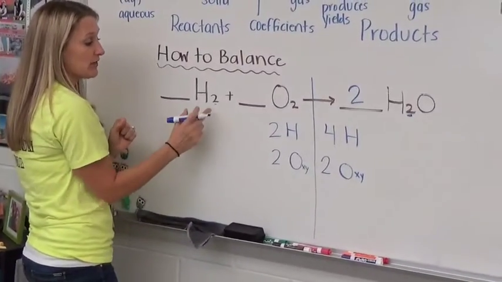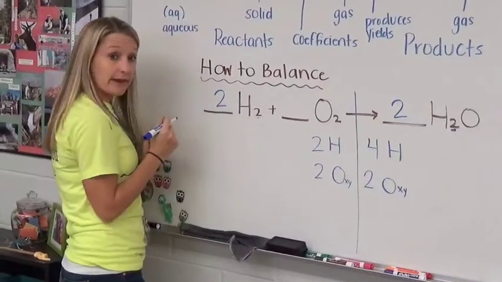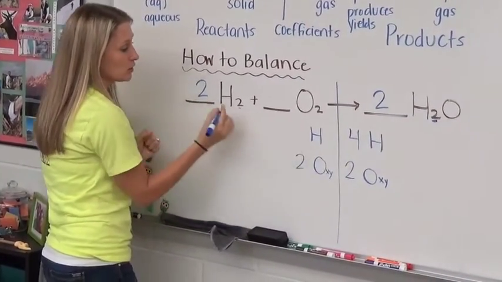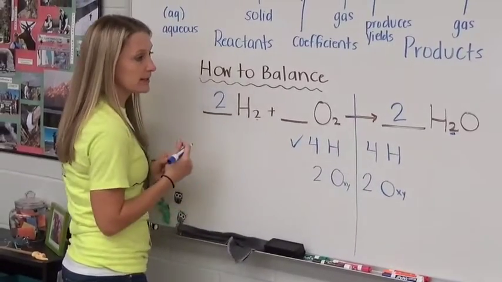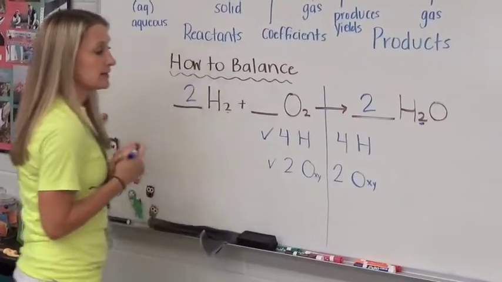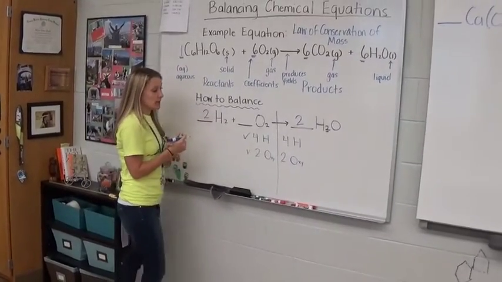So for my hydrogen, if I have 2 on this side and I need 4, if I put a 2 right there, 2 times 2 makes 4. So my hydrogen, check, that's balanced, and my oxygens, they're balanced. So this is all you have to do to balance, is just to match those things up.